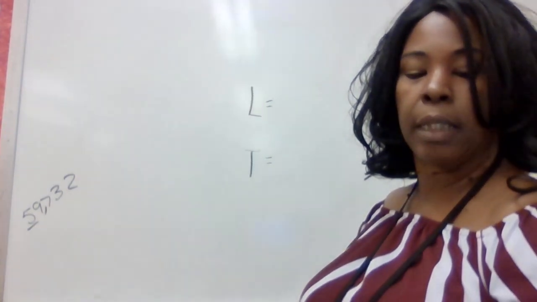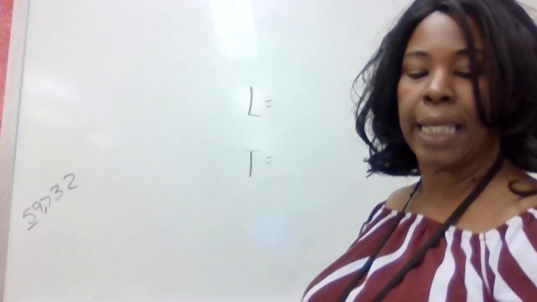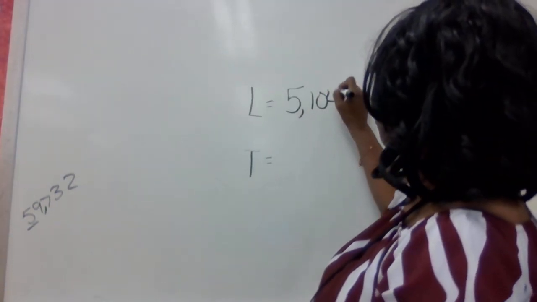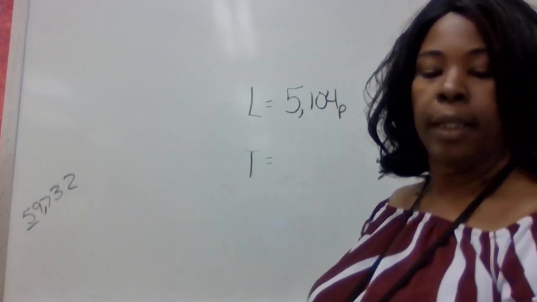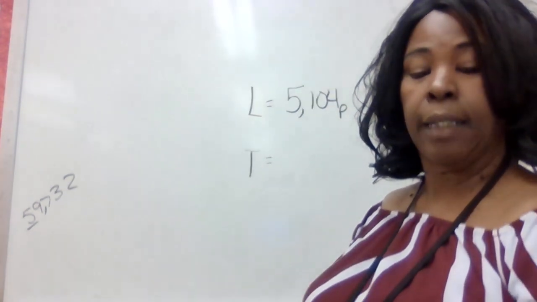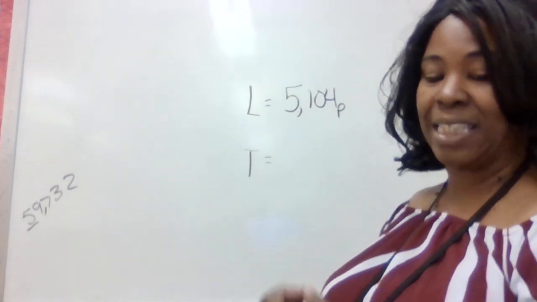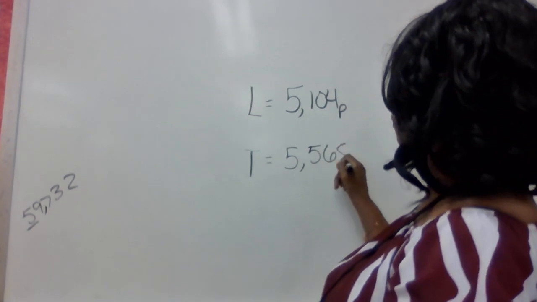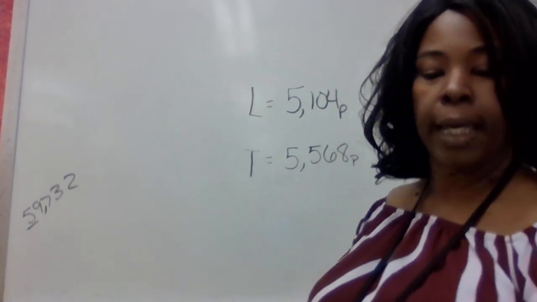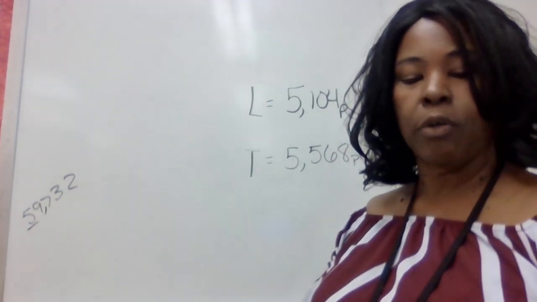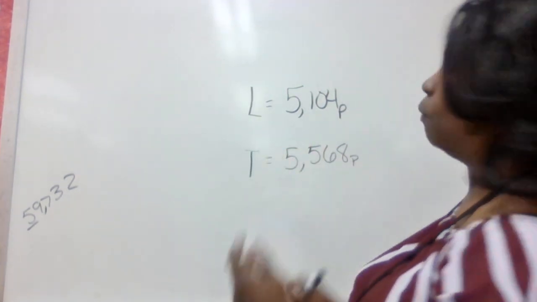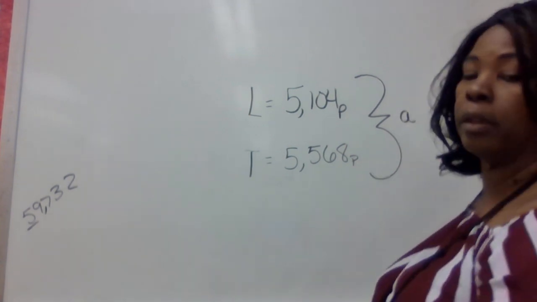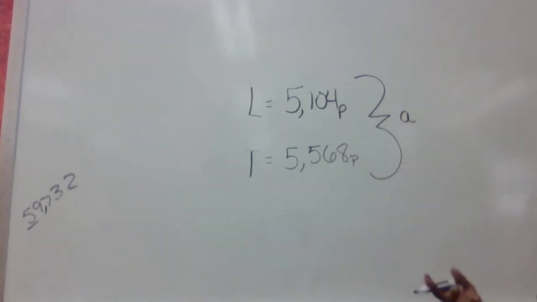A basketball team scored 5,104 points last season. So last season I have 5,104. You can put that little P for points. That's totally fine. And 5,568 points this season. So 5,568 points this season. Okay? Now the question says, how many total points did the team score in 2 years? That's what we have to find out. That is our unknown. So we write a variable for our unknown. It's a lowercase letter. And I do A for Angela.